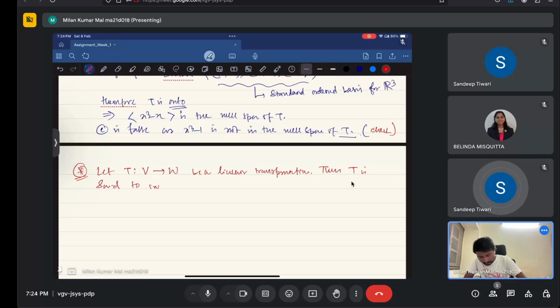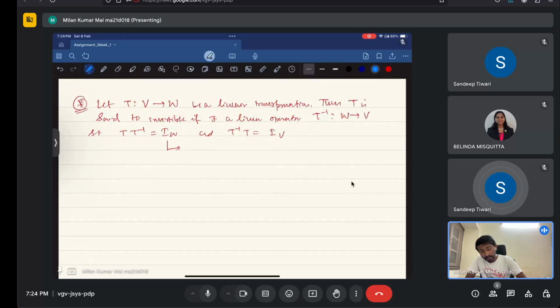Said to be invertible if there exists a linear operator, denoted by T inverse, from W to V such that T inverse is equal to the identity operator on W, and T inverse T is the identity operator, the identity linear transformation, from V.